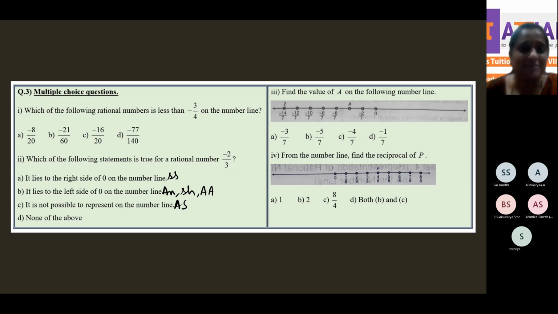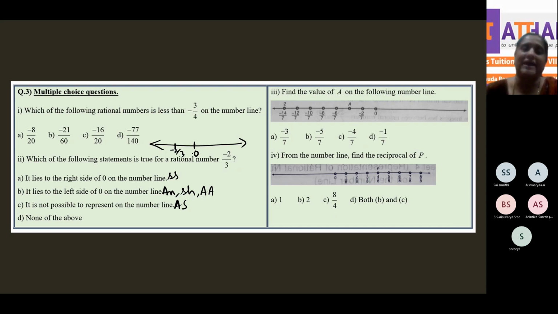Which of the following statements is true for the rational number minus 2 by 3? It lies to the right side of 0 on the number line. Sai Smriti, this is 0, minus 2 by 3. I'm sorry, ma'am. Actually, it is B, ma'am. I haven't read the question properly. Yeah, minus 2 by 3 will lie to the left of 0.